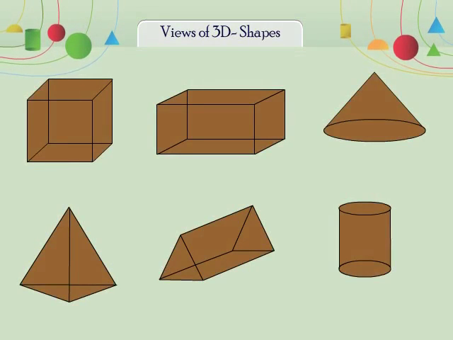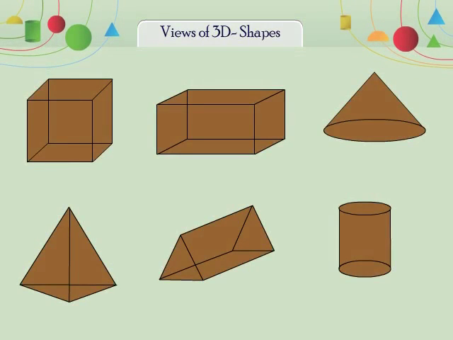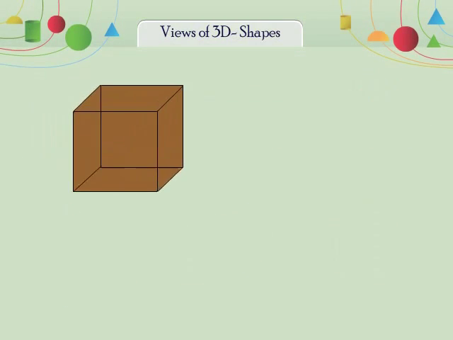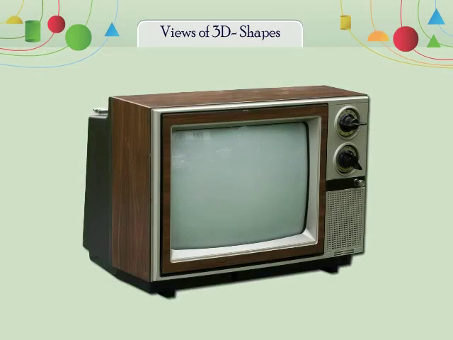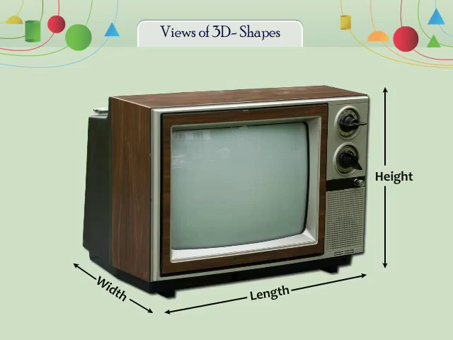We live in a three-dimensional world. Every object we see or touch has 3 dimensions that can be measured by length, width, and height. For example, a television has 3 dimensions that can be measured by length, width, and height, and so on.